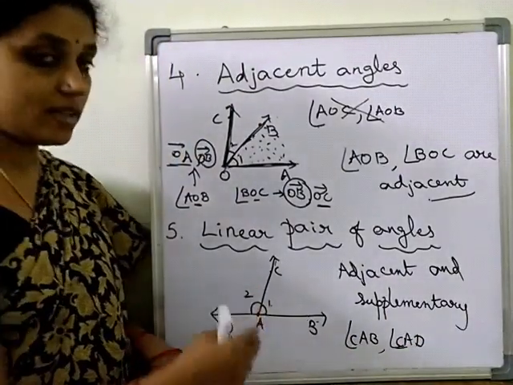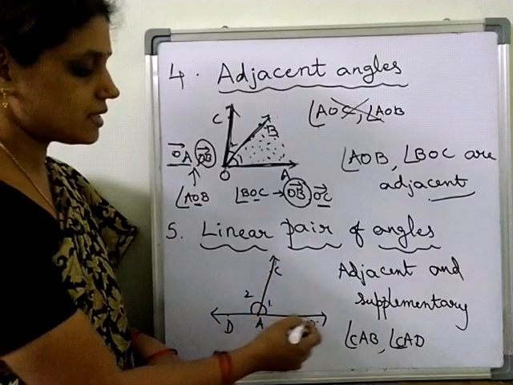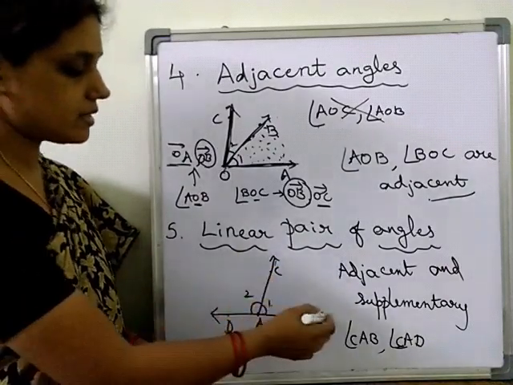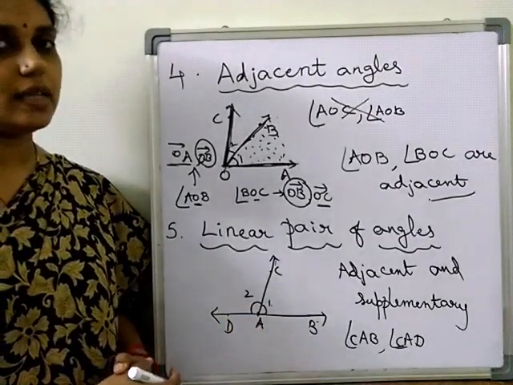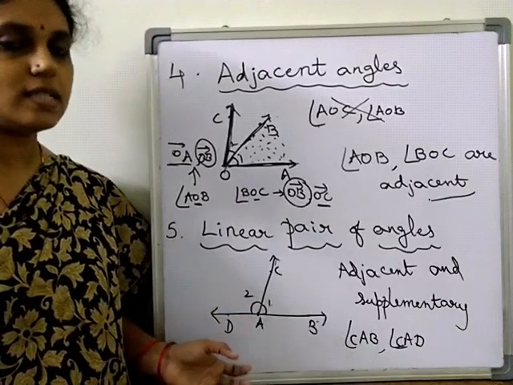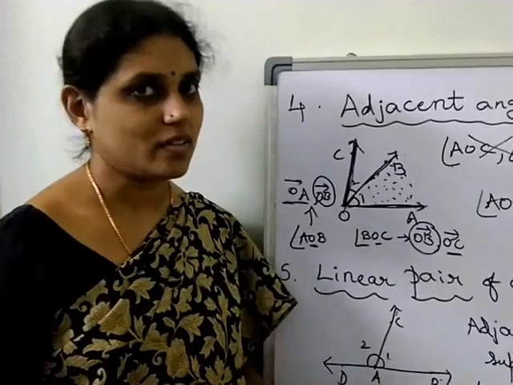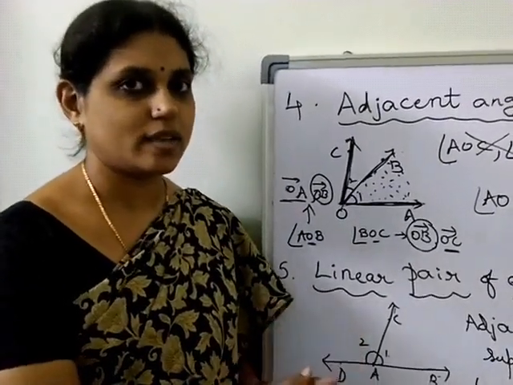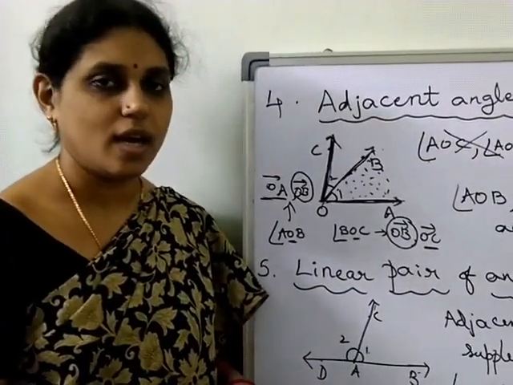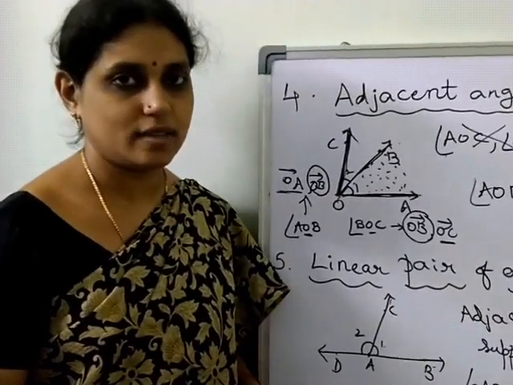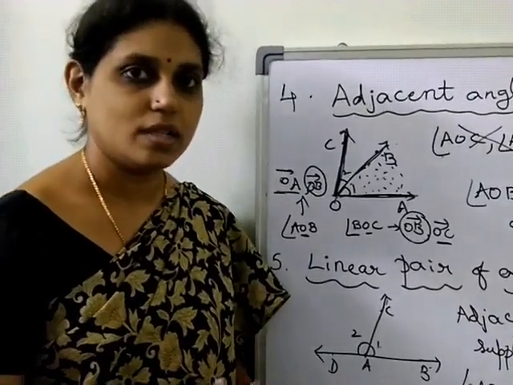Understood? In another way also we can say: if a ray stands on a line, then the angles formed are definitely a linear pair. The adjacent angles which are supplementary form a linear pair. Actually, you already know all these concepts, but this is only an introductory video. I just gave an introduction of all the concepts you already know, but you have all these in 9th grade. That is the purpose. We revised everything, and in the next videos we will come to the next topics also.